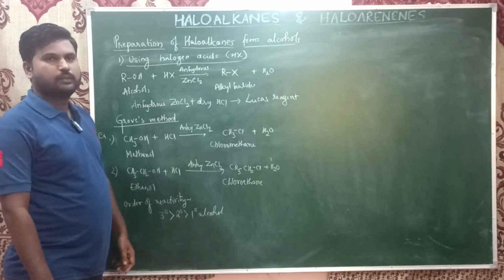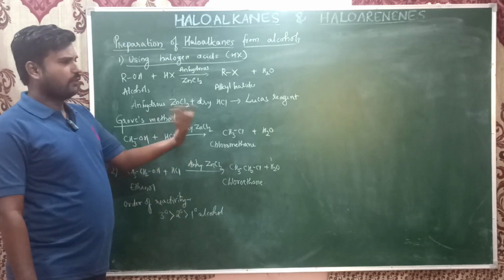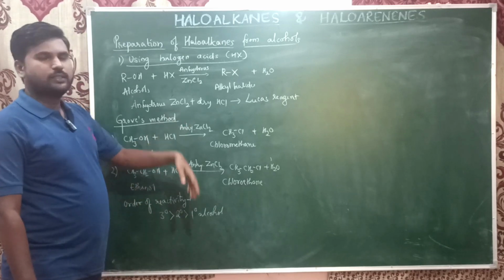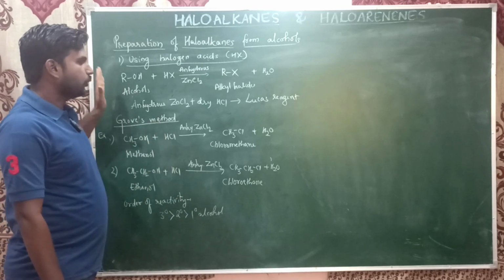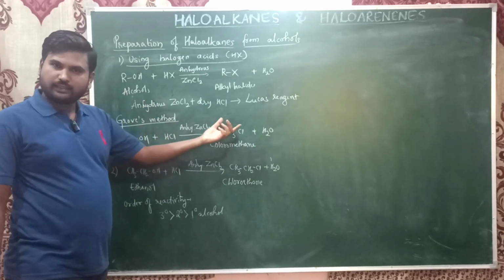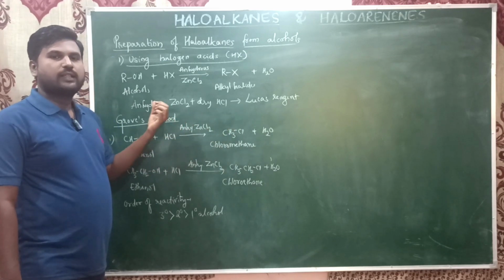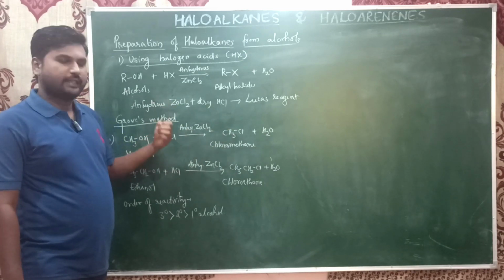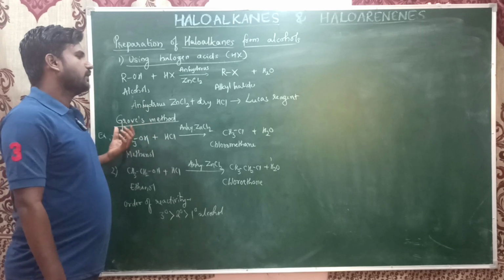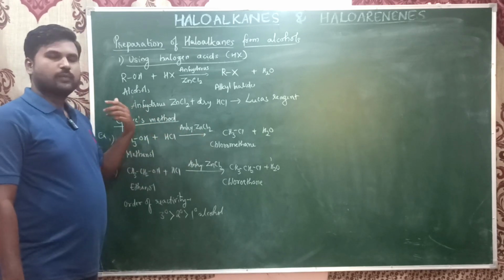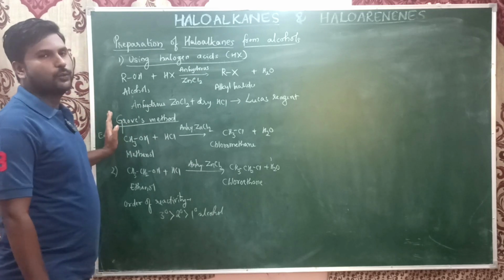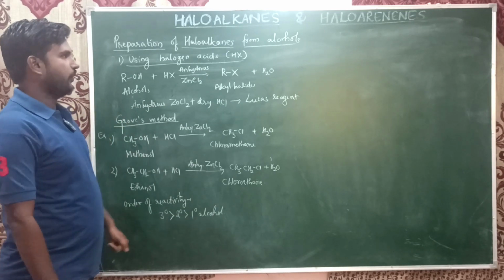Lucas reagent is one of the very important topics. We'll discuss it when it comes to alcohols. So for the preparation of haloalkanes, please remember what Lucas reagent is. It is a mixture of anhydrous zinc chloride in dry HCl, and the process of using Lucas reagent to convert alcohols into haloalkanes is known as the Groves method. Okay, this is very important.